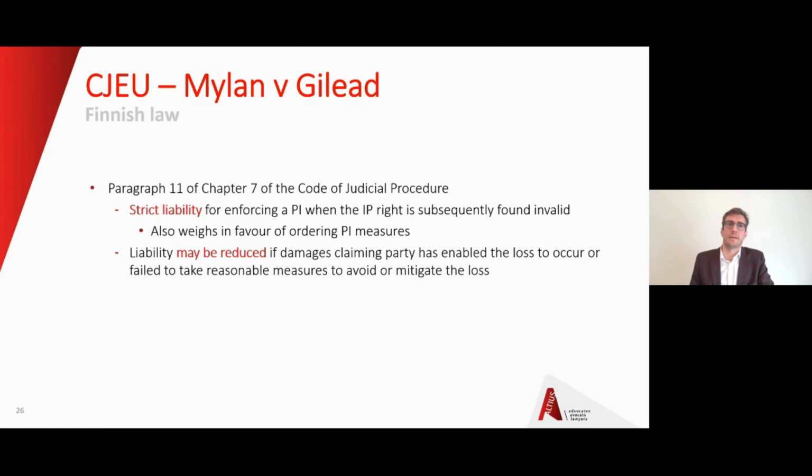Under Finnish law, in paragraph 11 of chapter 7 of the Code of Judicial Procedure, which implements Article 9.7 of the Enforcement Directive, there is a strict liability regime if you enforce a PI. That strict liability may, however, under the same system be reduced if the damages claiming party, the defendant, has enabled the loss to occur or failed to take reasonable measures to avoid or mitigate the loss. So it starts from a strict liability regime where also the objective circumstances, the conduct of the defendant in particular, are taken into account to mitigate the amount of damages. So it's different from the Hungarian law, which also allowed to take into account the conduct of both parties, but starting from a system which is more akin to fault liability.